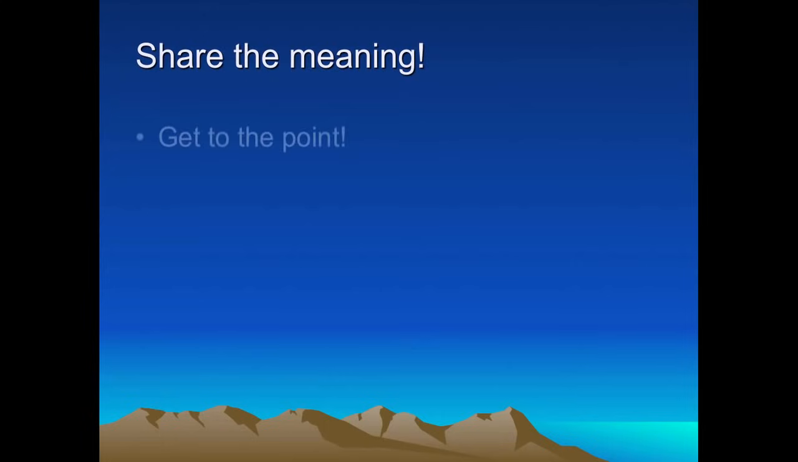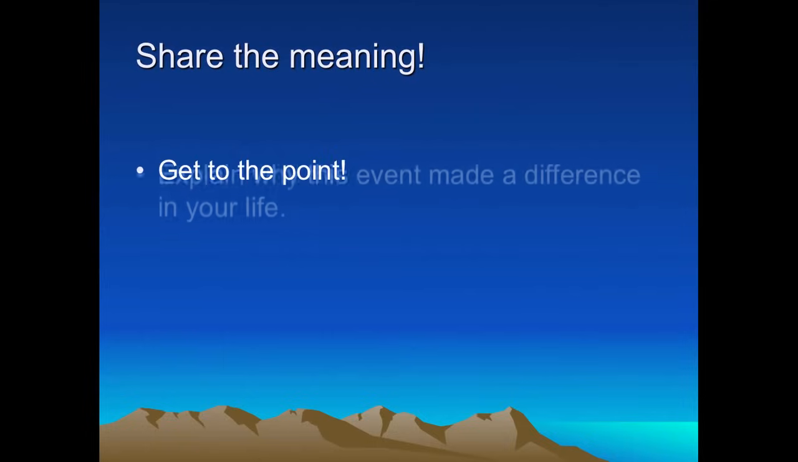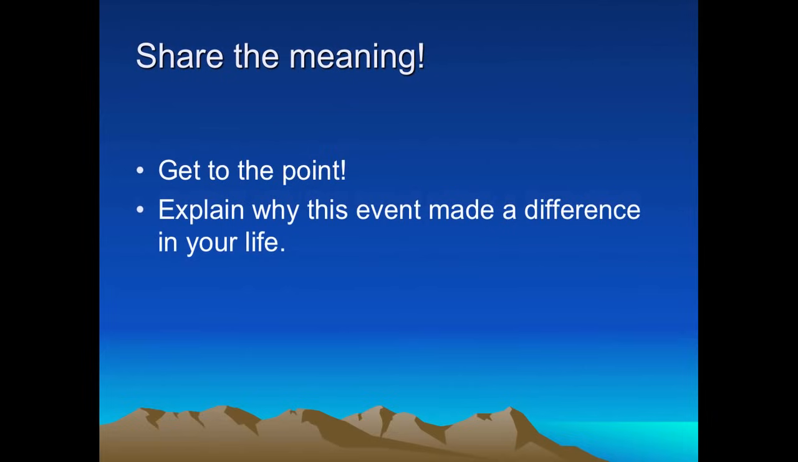And then share the meaning. Get to the point. You need to make sure that you are writing and giving specific details, but not beating around the bush. You want to make sure you get exactly to the point of your story. Explain why it made a difference in your life. Don't let the reader try to figure it out. Explain why through the events and details and emotions and thoughts that you put into your narrative essay.